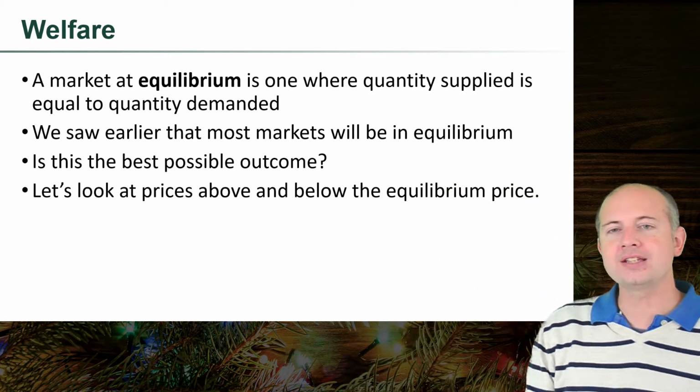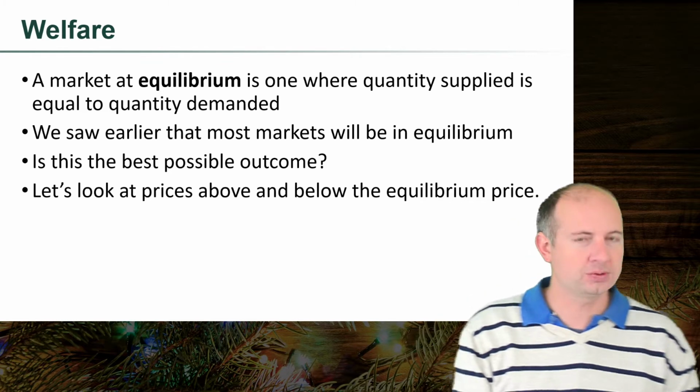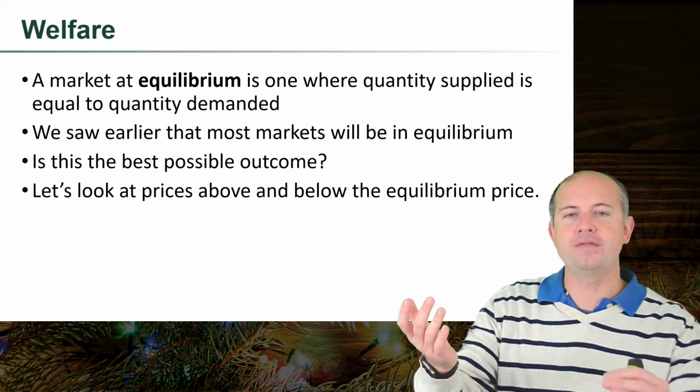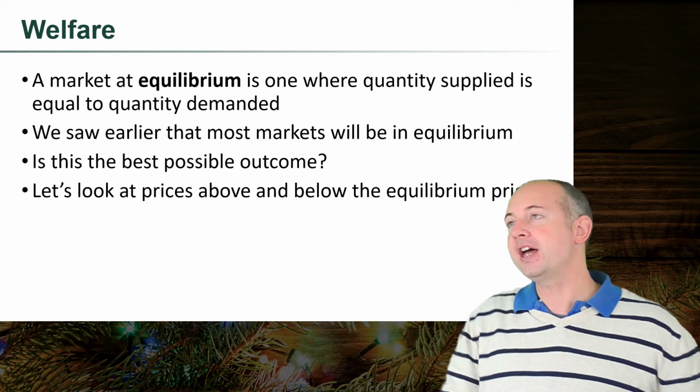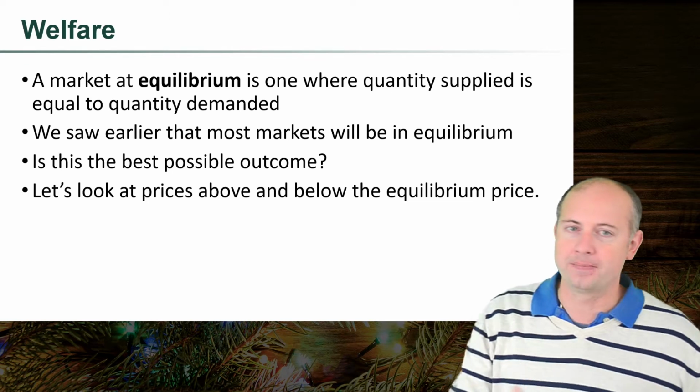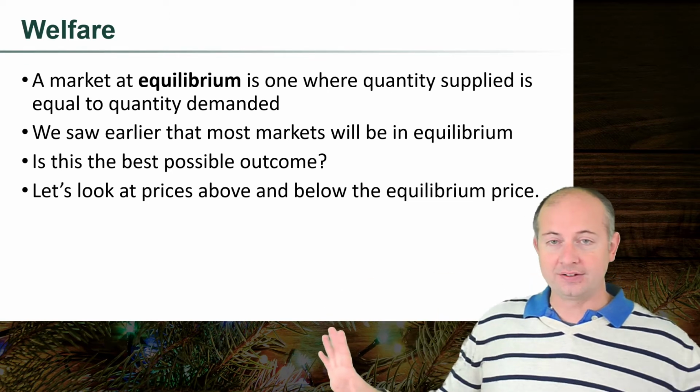Well, let's look at prices above and below the equilibrium price, because what we want to see is, maybe we'll find that if we choose a price above or below equilibrium, that actually increases surplus, in which case we would say that equilibrium is not the best outcome. That's the idea. Let's see if that's the case.